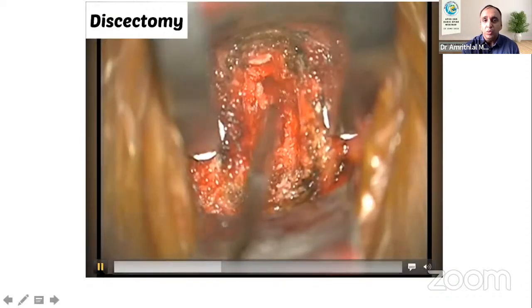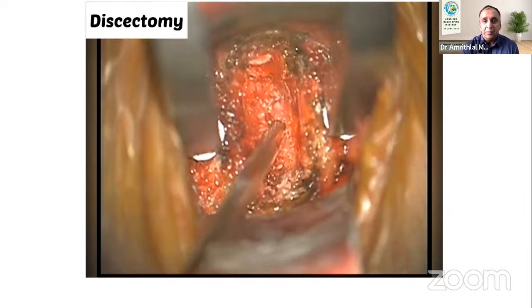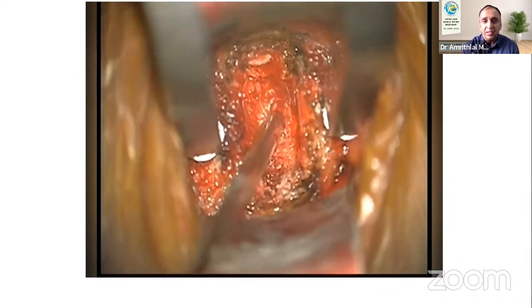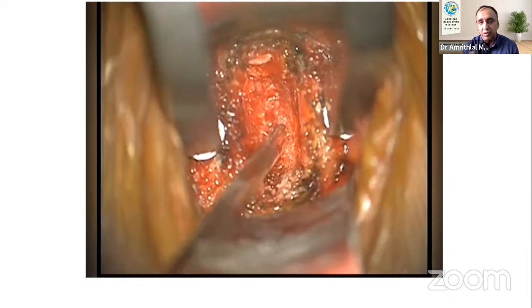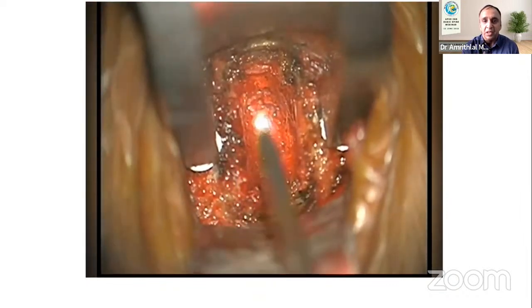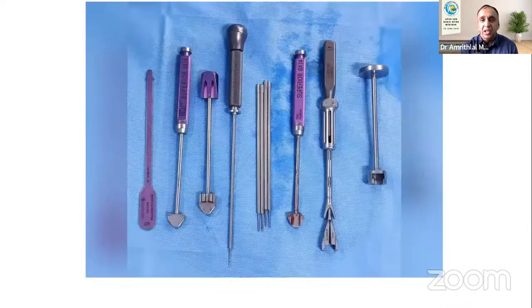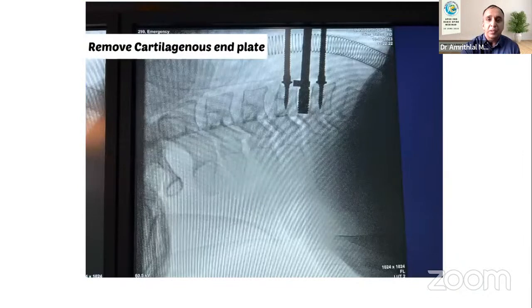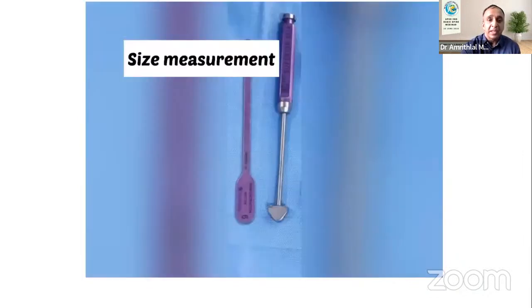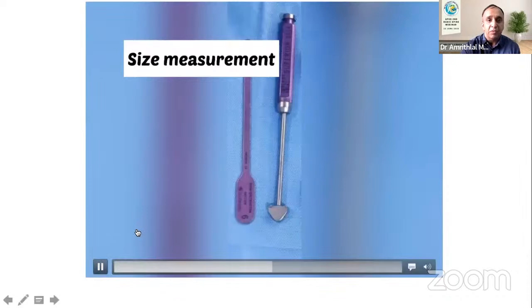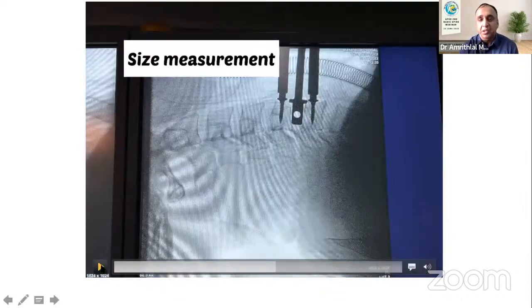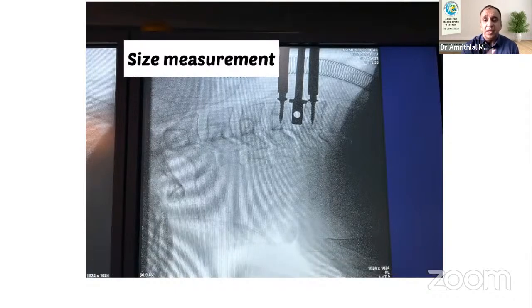And then we go on to do a discectomy. While doing the discectomy, use the curettes to remove the cartilaginous end plates from the superior and inferior end plates. After doing a good decompression, which is required for relieving the patient of the symptoms, then we bring in the instruments for preparing the implants for implantation. At this point, we use a rasp to prepare the end plates, but make sure that the bony end plate is not disturbed. It's only the cartilage that you want to remove.